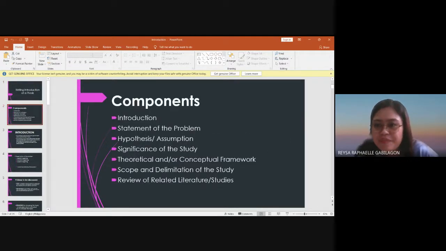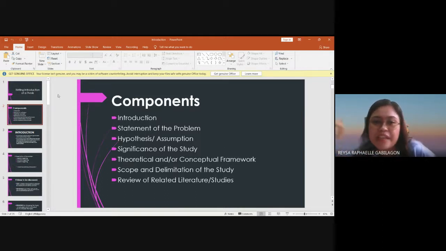So, karon, just a little review. I hope naga-move ang screen. Tell me kung wala naga-move ang akong PowerPoint, ha? So we have here the components of the first part of the research na inyuhang buhaton.